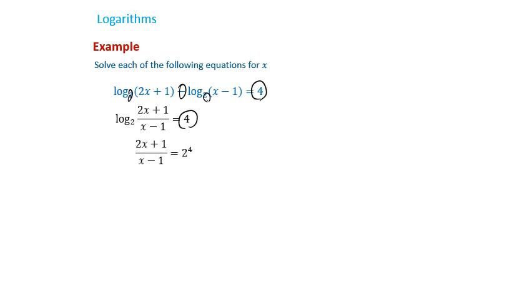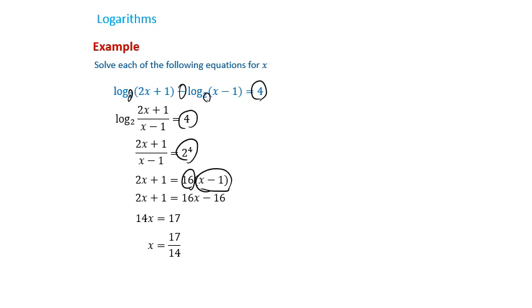But now that we've got it in that form, we can actually put this into index form. We can say that 2 to the power 4 is equal to 2x plus 1 over x minus 1. But wait, there's more, because we need to multiply. 2 to the 4 is equal to 16 times the x minus 1, which is in the denominator. We need to expand the brackets, collect our like terms together, and divide, and so we end up getting x is equal to 17 on 14.